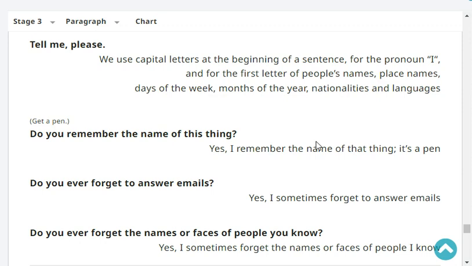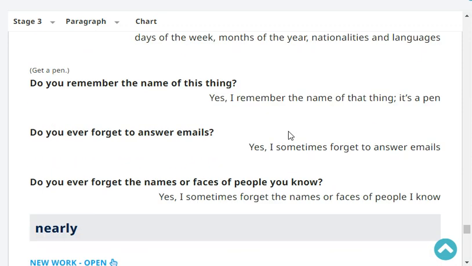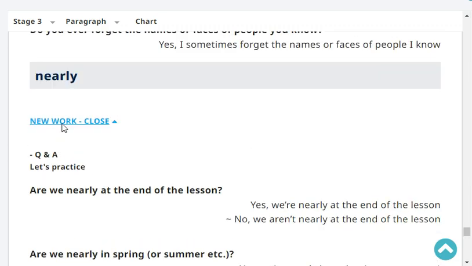Do you ever forget the names or faces of people you know? Yes, I sometimes forget the names or faces of people I know. Very good.